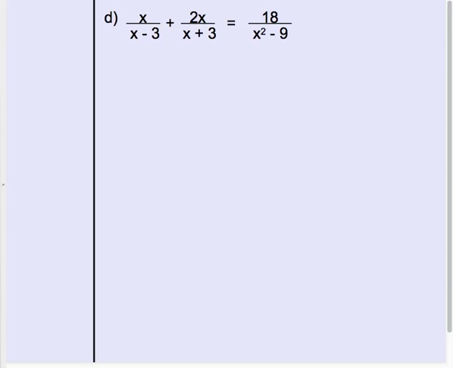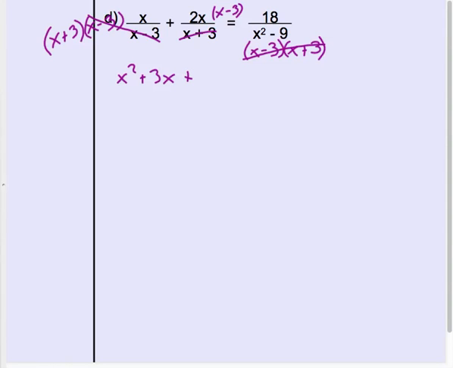Last example, if we factor our difference of squares, the common denominator is x minus 3 times x plus 3, so that's what I'm going to multiply everything by. Multiplying this as well, the x plus 3 will cancel, so I'm just going to show multiplying my x minus 3. And then here, my entire denominator would cancel. So the first one, the x minus 3 canceled, distributing my x, I get x squared plus 3x. Second one, distributing my 2x, I get 2x squared minus 6x equals 18.